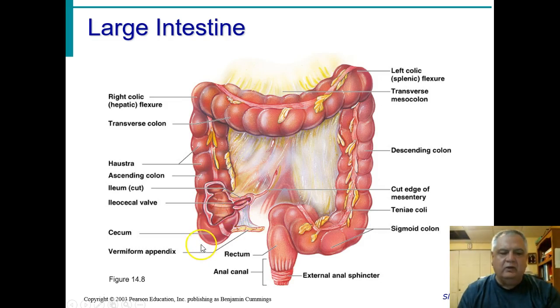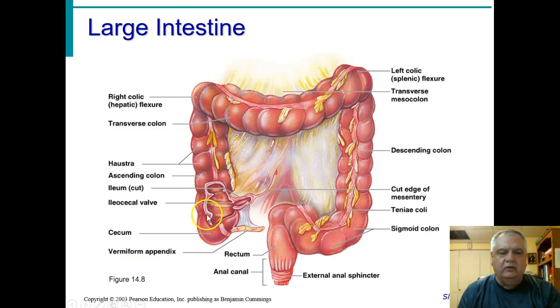Now notice the large intestine is larger in diameter than the small intestine, so there's this sac-like structure that kind of hangs from that attachment site, and that's referred to as the cecum. And then we can see this finger-like projection of lymphatic tissue, the appendix, which extends from the cecum. Remember, cats don't have that. It's referred to as the vermiform appendix.